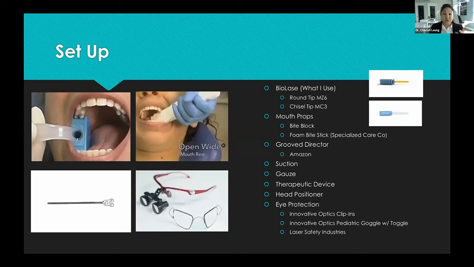And then for you, if you're going to use your loops, which I highly recommend, you're going to have a little clip-in. It slides right in between your loops and protects your eyes while you're still able to use your loop function. The companies that do that are Innovative Optics and Laser Safety Industries. Those are the main ones, but I'm sure there are others as well.